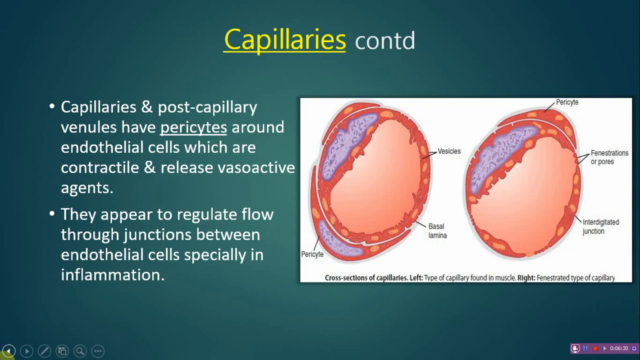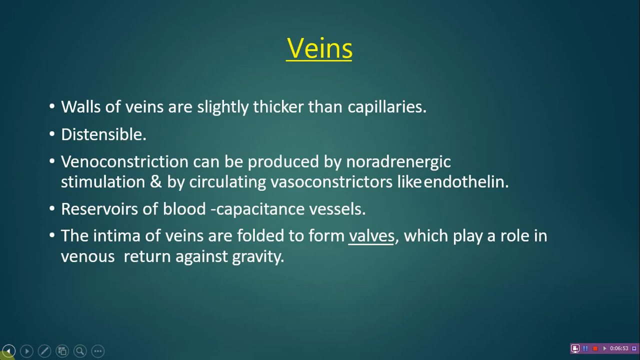Lastly, the capillaries and postcapillary venules have pericytes around the endothelial cells, which are contractile and release vasoactive substances. You can see from the figure the pericyte around the endothelial cells. They appear to regulate flow through the junctions between the endothelial cells, especially in inflammation.